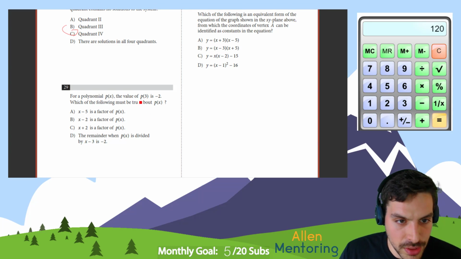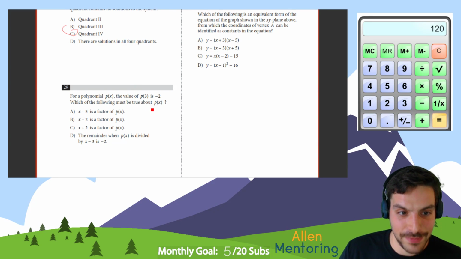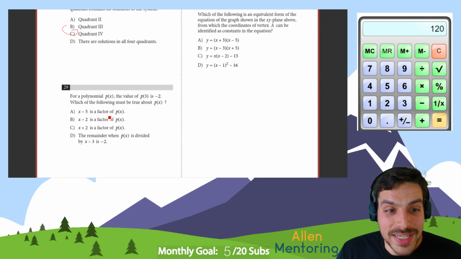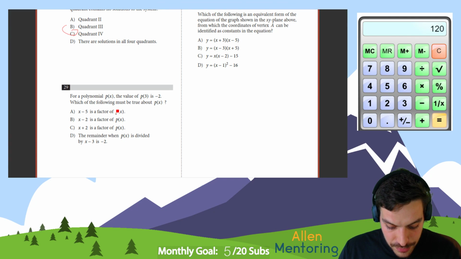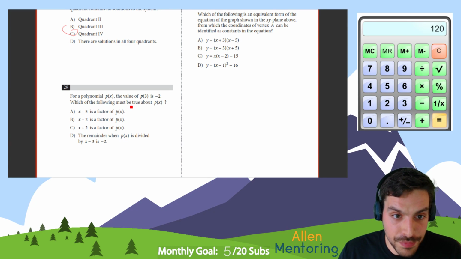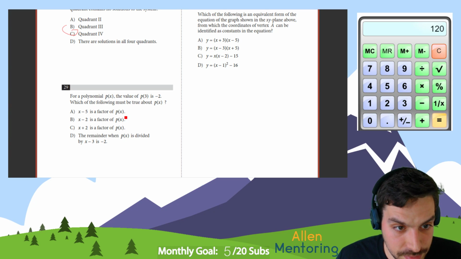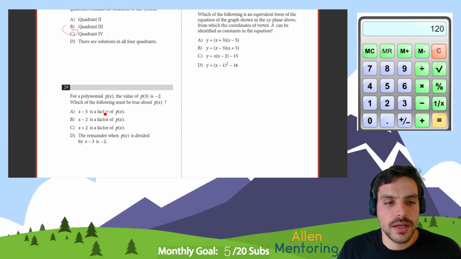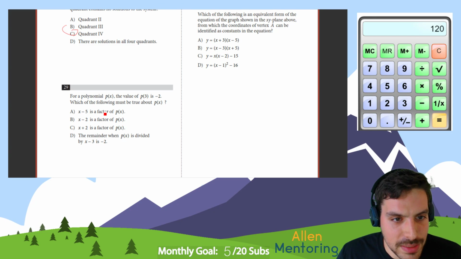So we see here that the value of the function p of 3 is -2. All right. How are you going to see if these are factors of p of x? x minus 5 is a factor, x minus 2 is a factor, x plus 2 is a factor.